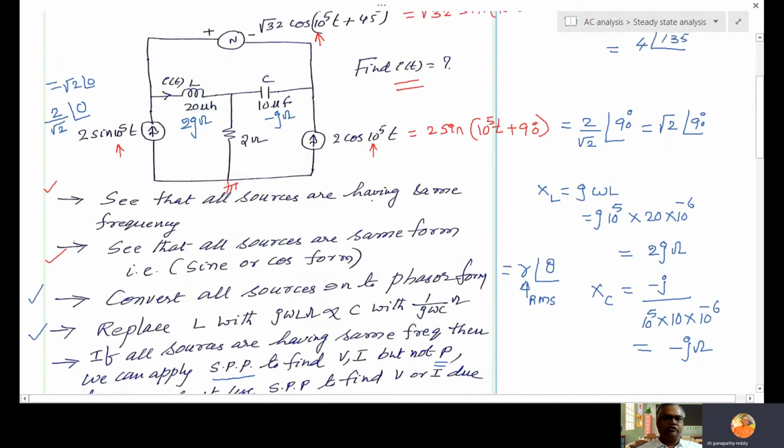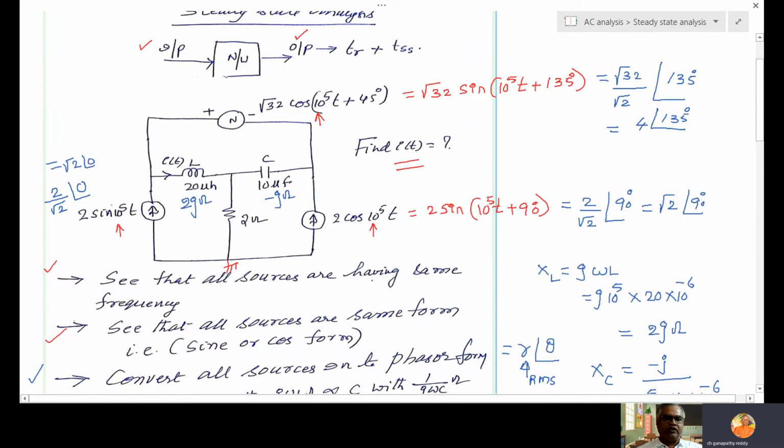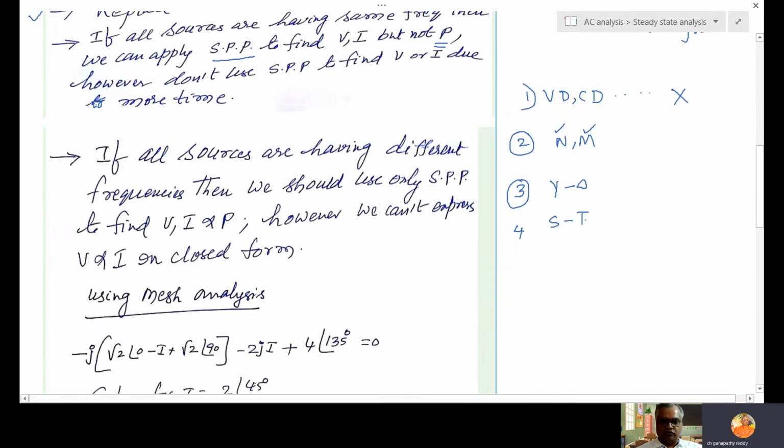Then source transformation, no use. This current you can't change into voltage, and this voltage you can't change into current, because series resistance is not there here, and parallel resistance is not there. So source transformation is also no use. So these two techniques are no use.